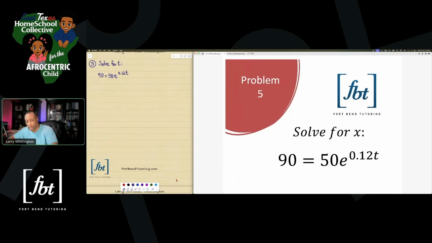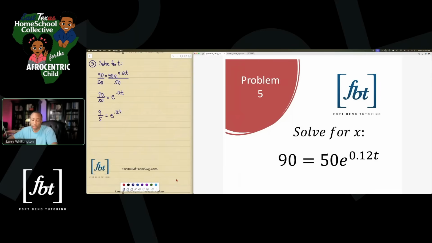So we're going to start out by dividing both sides by 50. Right? So dividing both sides by 50, we'll now have 90/50ths equals e to the 1200s t, just like that. And I'm going to want to simplify this. If you notice on the left side, that 90/50ths can both be reduced by 10, right? So let's reduce that to 9/5 equals e to the 1200s t.